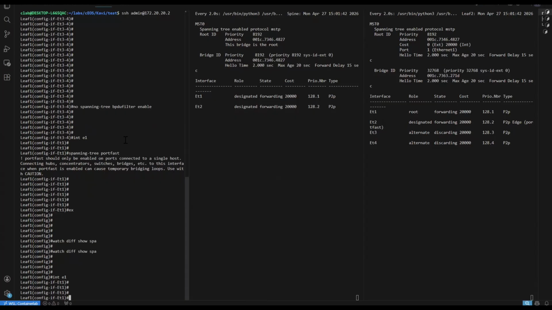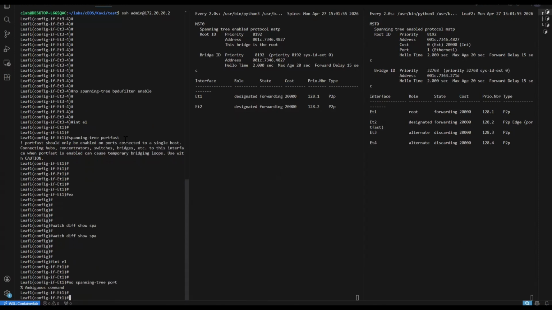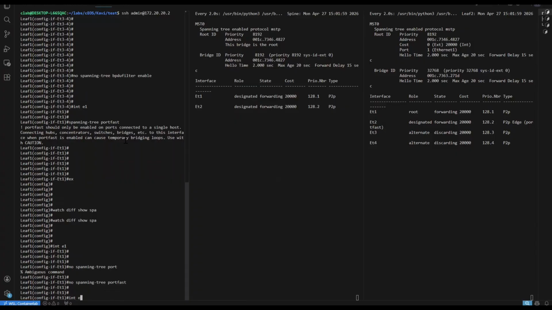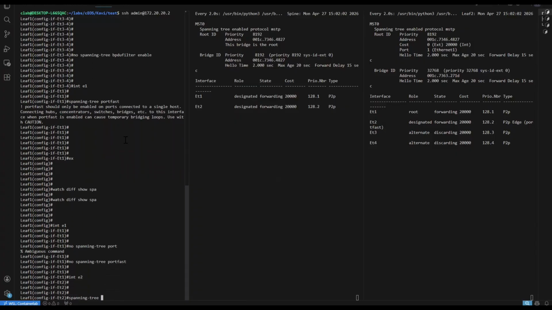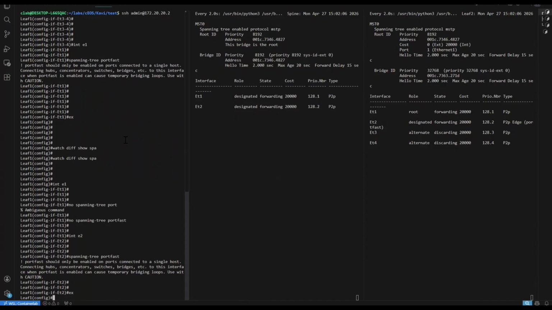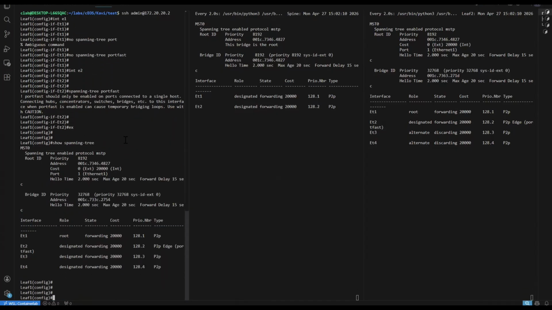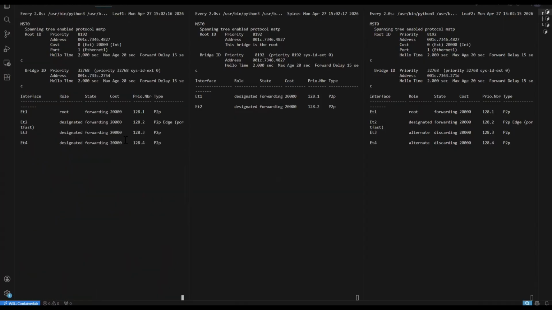My bad, my bad. I shouldn't have done that. So, no spanning tree port fast. It was my error. I configured spanning tree port fast on the wrong interface. That's why it was not showing in show spanning tree. Let me do the watch as well. Yep, right now we can see that.